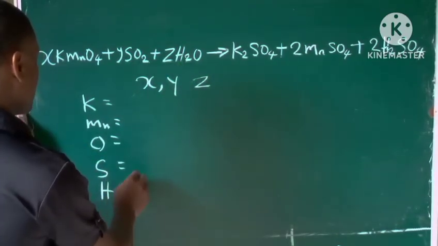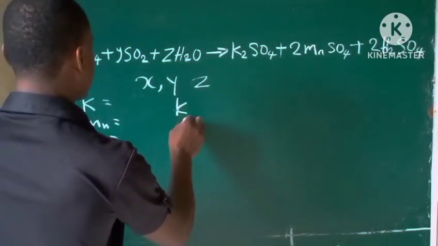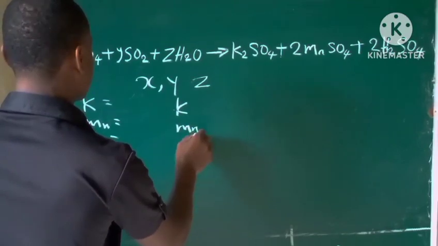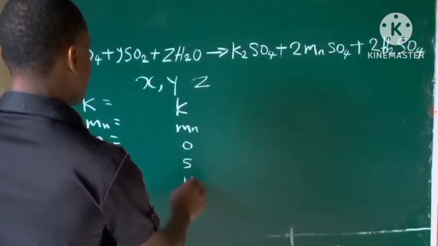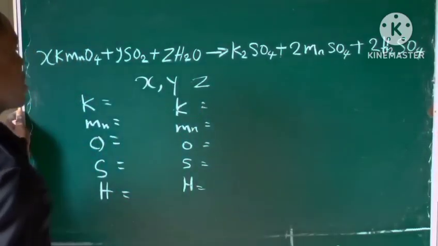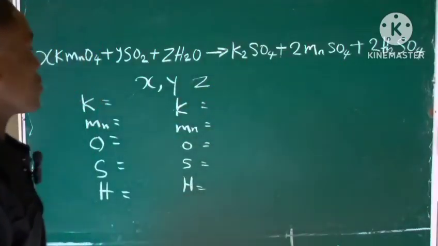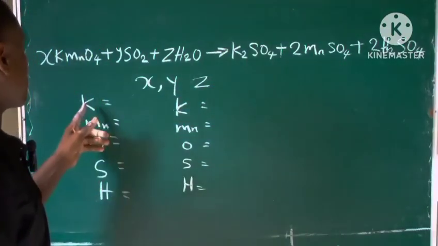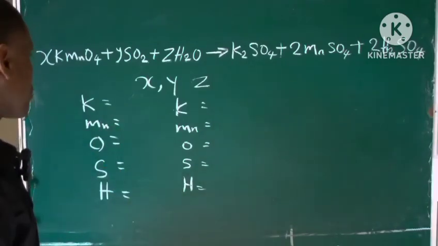So we are done with the left side. Let's come to the right side. The same elements: potassium, manganese, oxygen, sulfur, and hydrogen. They are all the same elements, so no need of changing anything.